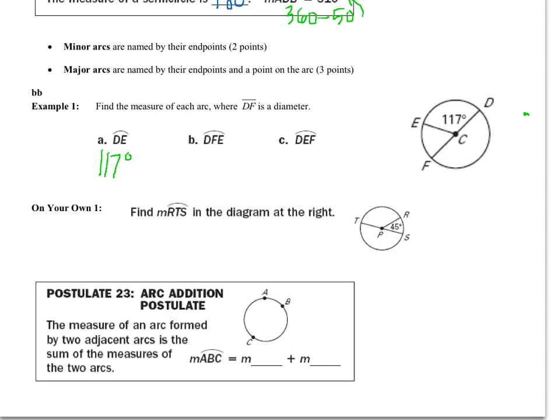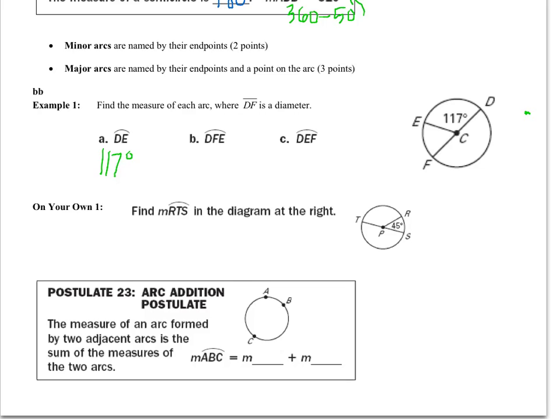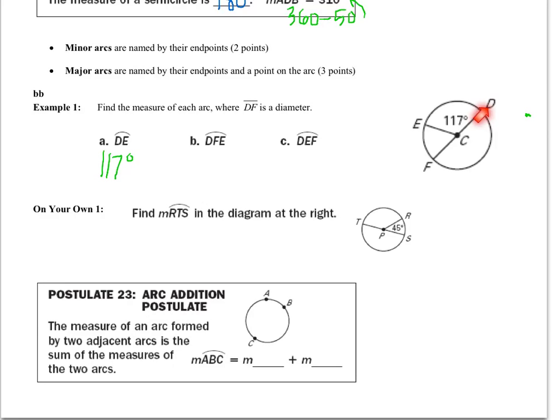Now we want the measure of arc DFE. So arc DFE, since there's 3 letters there, we know it's going to be this major arc. So we're going to do 360 minus this 117 that's not included. So do 360 degrees minus the 117 degrees of the minor arc that's related. That's 243 degrees. It's the measure of that major arc.